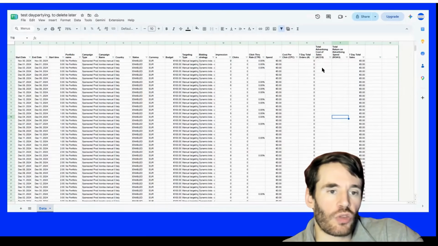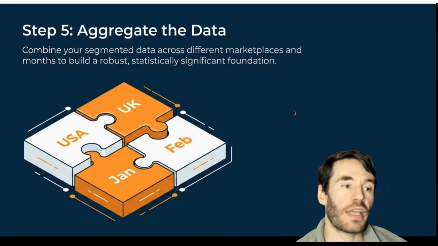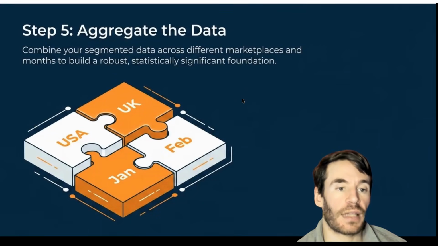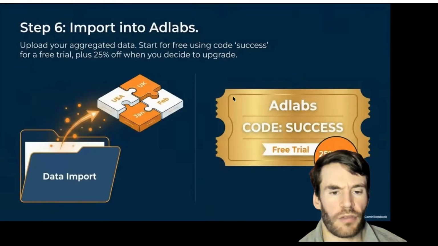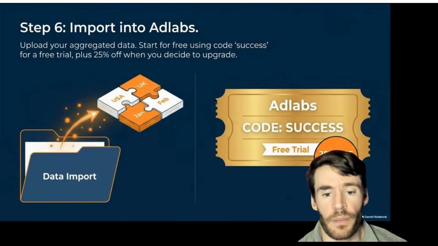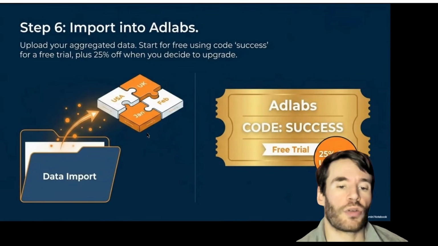And then you need to put together a multiple report, right? And then you download it. Aggregate data, you can segment data across different marketplaces and put them together to have a statistically significant foundation, because the behavior is similar for the same ASIN on different marketplaces. Is similar behavior, right? And then you need to import in AdLabs. I will show you how to do it.